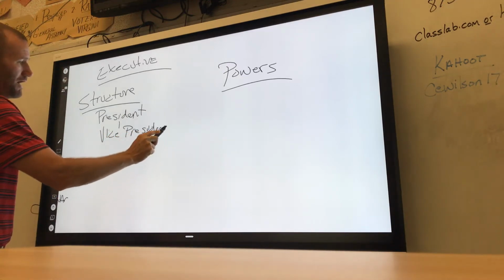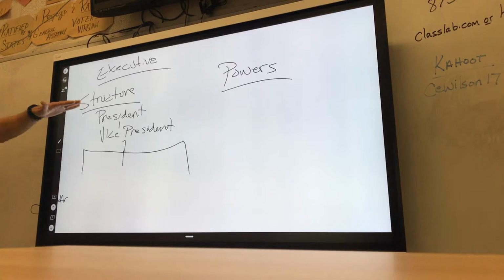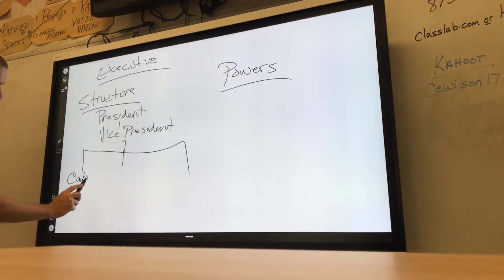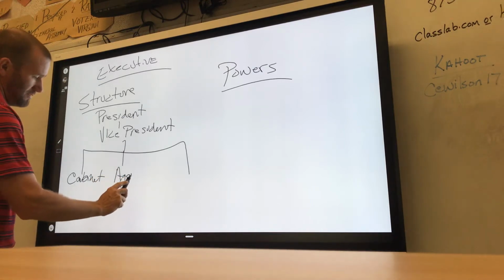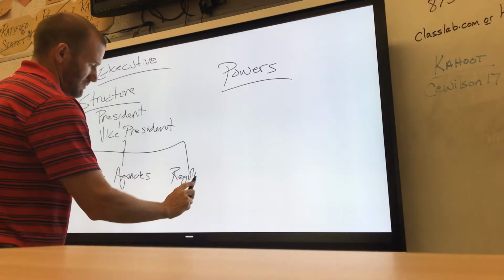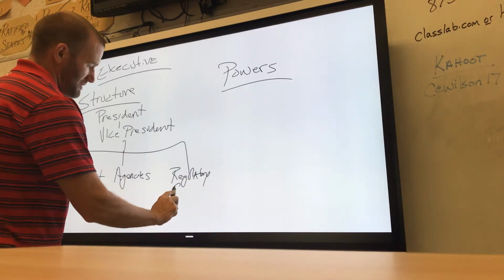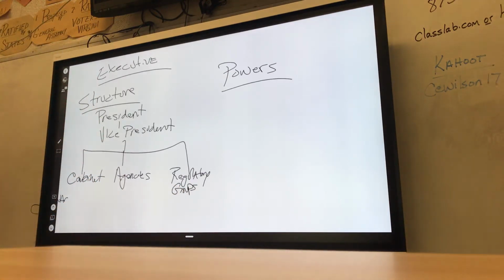And then at the bottom, again, all this is on the chart. You need to know what all three are at the bottom. So you've got the president, then the vice president, then you have the cabinet, agencies, and regulatory groups. Those are the parts or the structure of the executive branch.